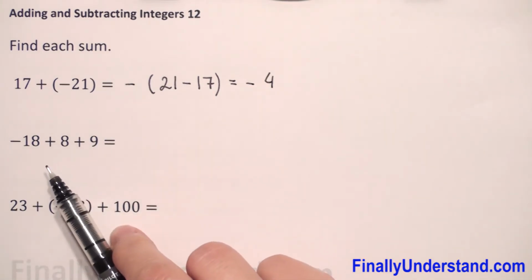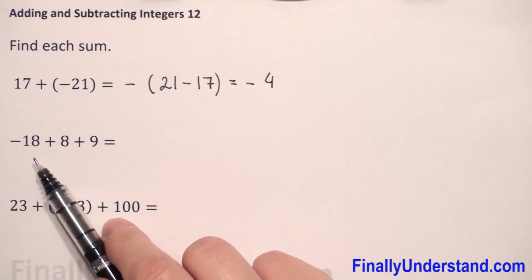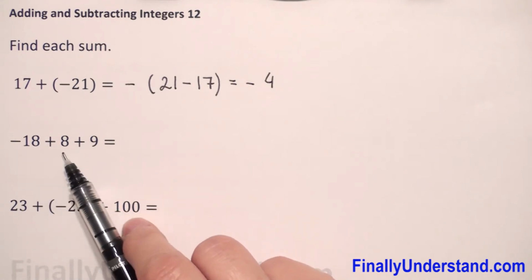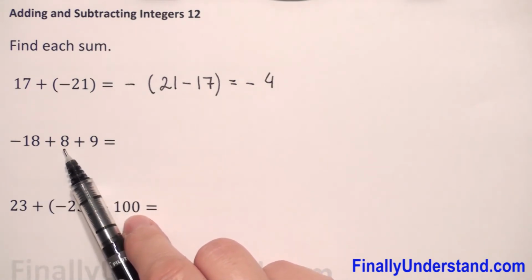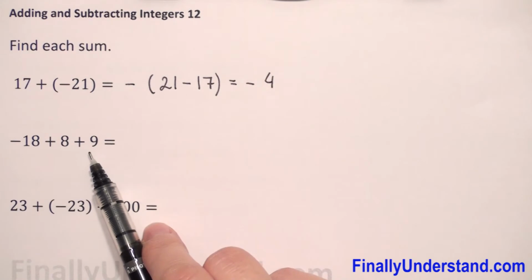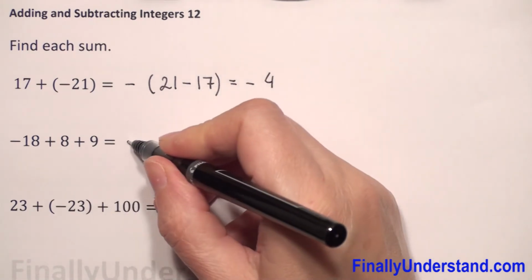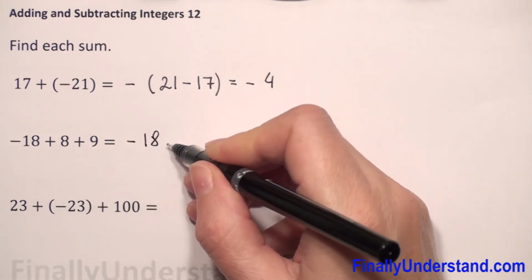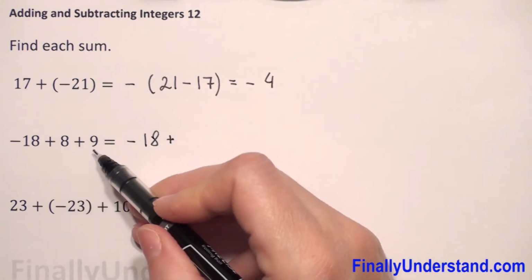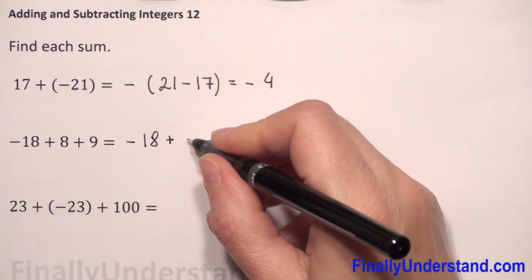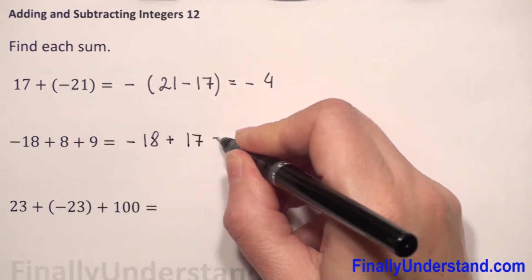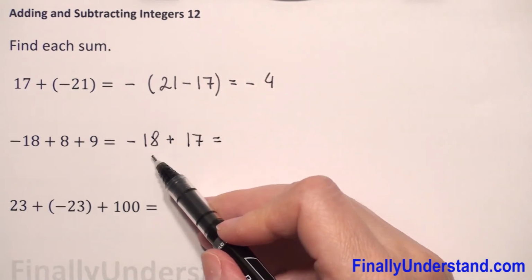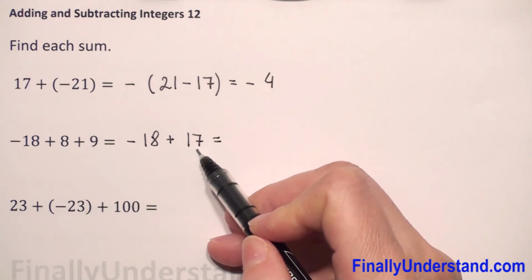Next example, we have addition. We have negative 18 plus 8 plus 9. So first we can add 8 and 9. Negative 18 we rewrite, and we have plus 8 plus 9 is 17. Now we have addition of a negative integer and a positive.